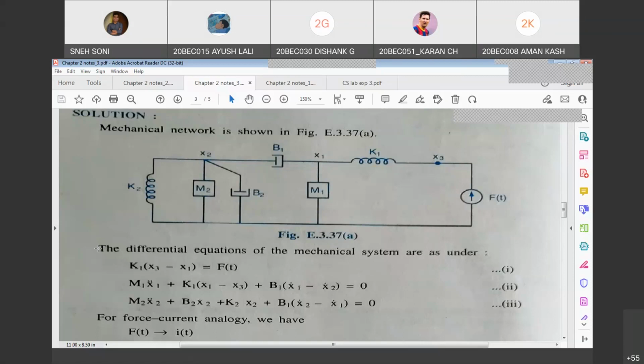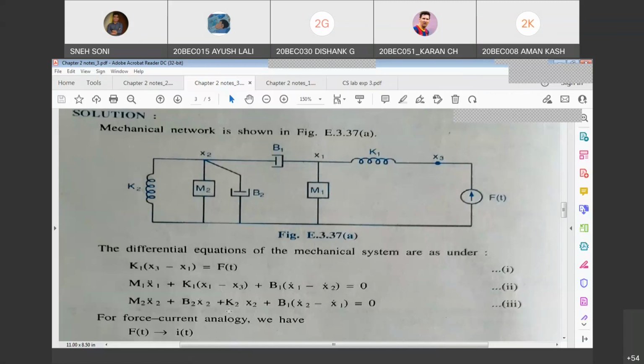When you solve the problem, if you write the equation for f of t, on what is it applied? On the spring. And that spring is spring k1 and it is between x3 and x1. So k1 into x3 minus x1 equals f of t. This is my first equation. Then the m1 equation we have already discussed.